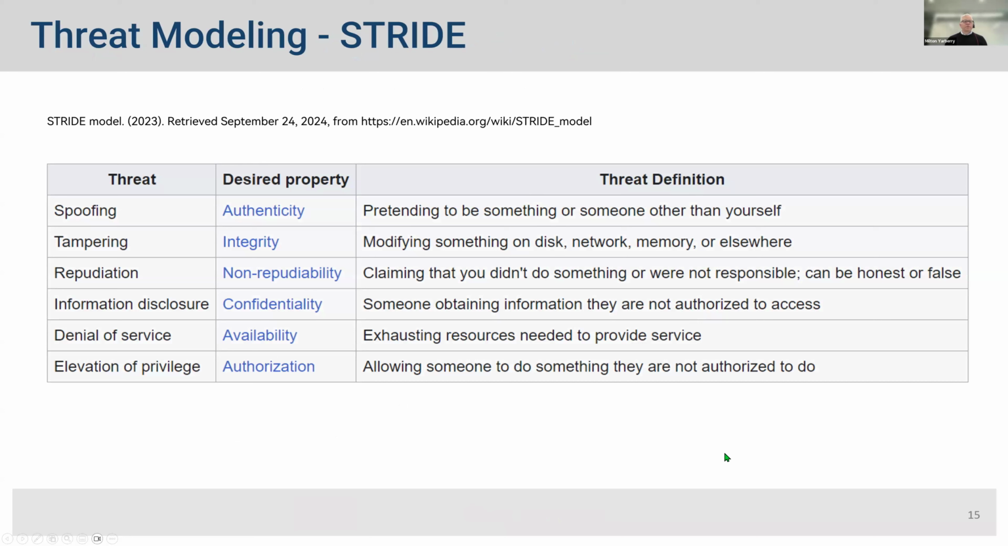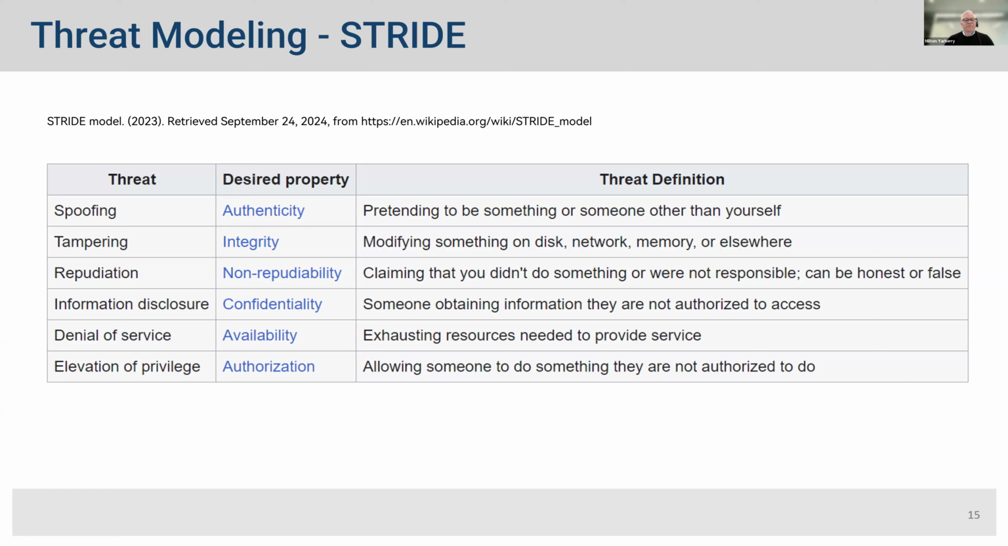So the STRIDE process, if you're not familiar with it, is probably, I would say, the most common process used for this, but it's an acronym, with the acronym being the types of threats. So spoofing, where spoofing is pretending to be something or someone other than yourself. The intended property that the FDA wants you to strive for is basically authenticity, so that you can guarantee the endpoint. Tampering, which is kind of intuitive, modifying something on a disk, network, memory, or elsewhere. And what the FDA wants you to strive for is integrity of your system, so more or less as tested when leaving development.